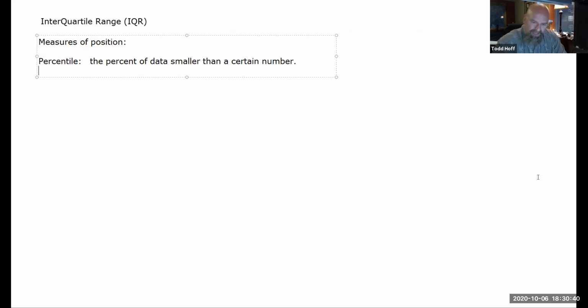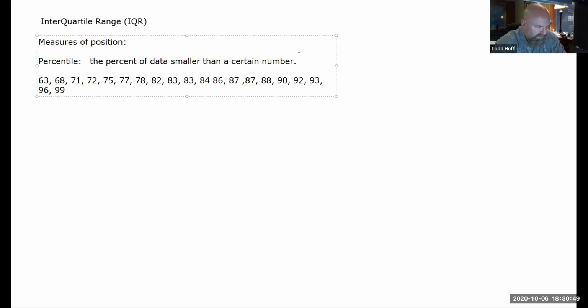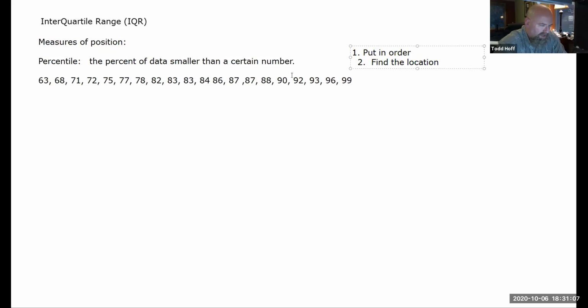So I'm going to give you a data set here. It has 20 numbers in it. These are test scores. Now, similar to the median, one of our steps here is going to be to put them in order. I already put them in order. Step 2 is to find the location, just like with the median, only it's not going to be 0.5 every time. It's going to be based on a percentile.